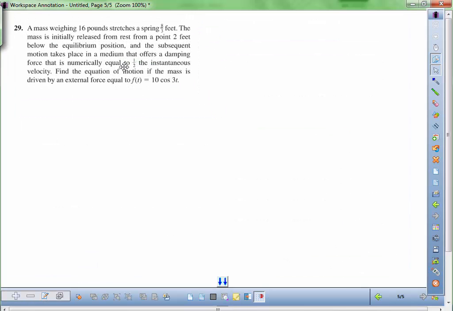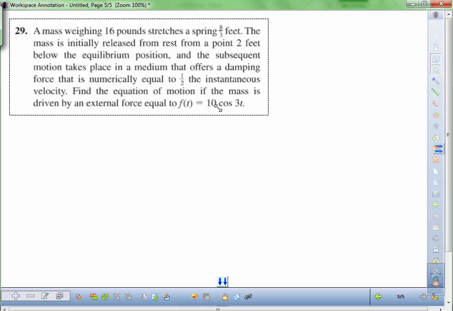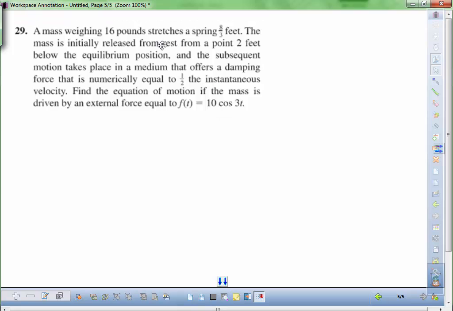So let's see, we have a mass weighing 16 pounds, stretches a spring 8/3 feet. So unfortunately, in this particular problem, just by reading that first sentence, we're not given our spring constant K, so we have to actually find it. But there's a Hooke's law simple equation that'll help us find that.